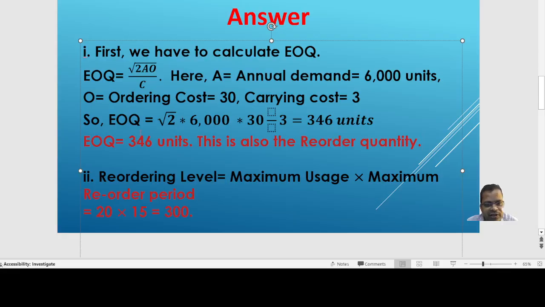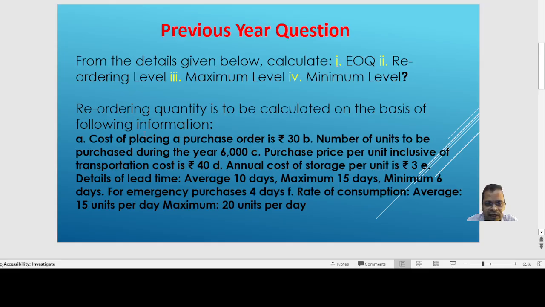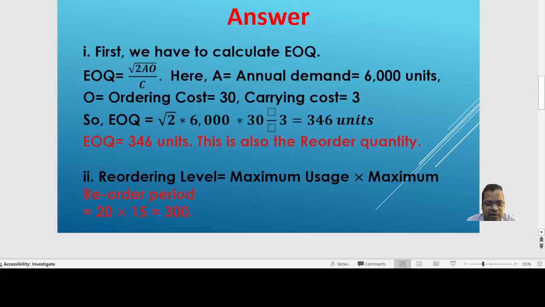So if the reorder quantity is not given, don't be confused about how you will get the maximum level and minimum level, where the reorder quantity is actually required. Once you calculate EOQ, that is taken as the reorder quantity. So that is the first question. Second is the reordering level. It's asking now, second is reordering level. What is the reordering level?